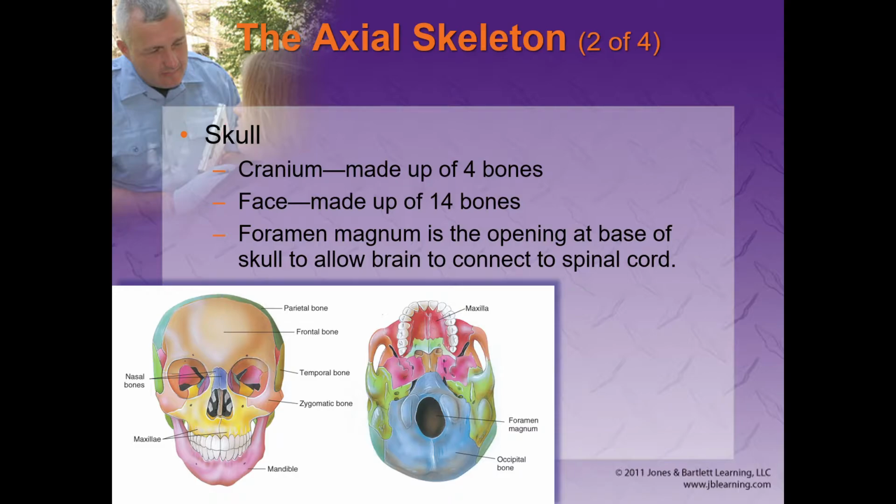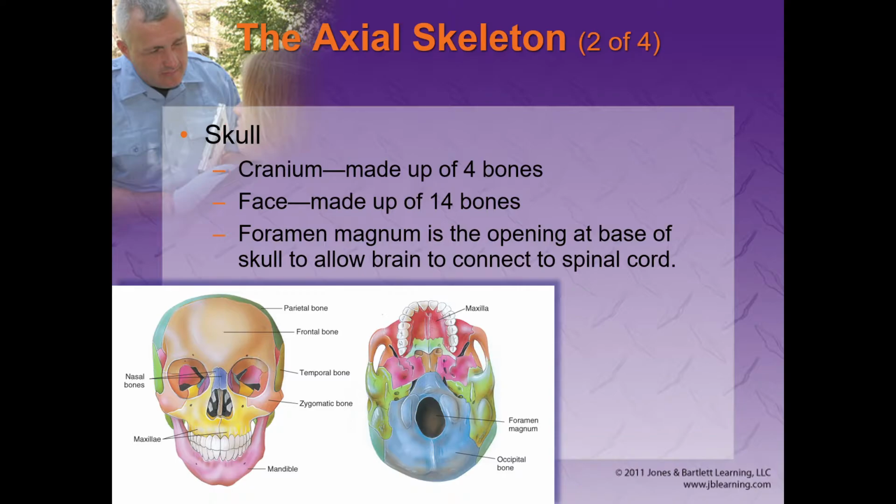Your facial bones, the majority of your face, is made up of 14 bones. You have your maxilla, which is the upper part of your jaw. You have your zygomas, which make up your cheeks. You have your mandible, which is the lower movable portion of your jaw, so it has your chin.